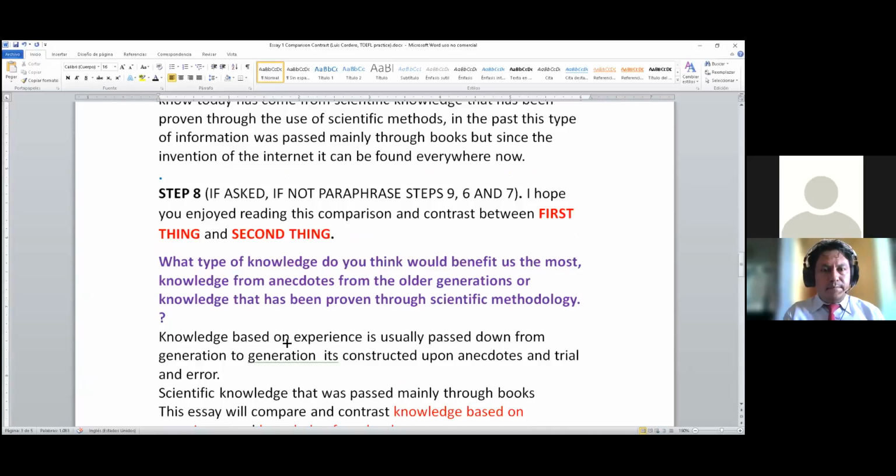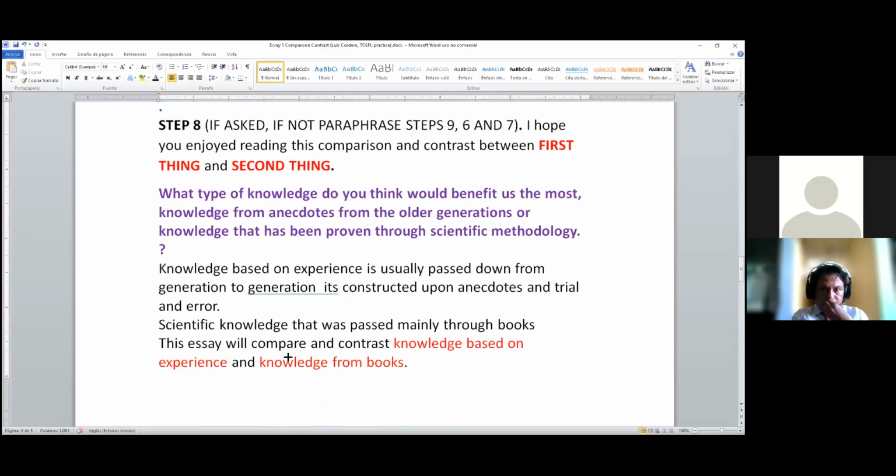What type of knowledge do you think would benefit us the most? Knowledge that comes from anecdotes from our older generations, or knowledge that has been proven through scientific methodology. Knowledge based on experience is usually passed down from generation to generation and is constructed upon anecdotes and trial and error. Scientific knowledge that was passed mainly through books.